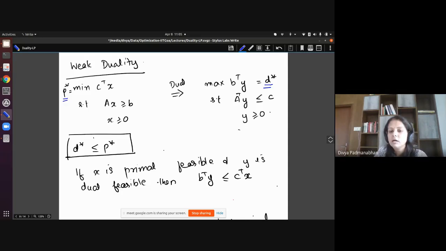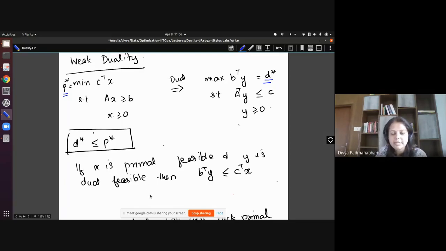By the way we constructed the dual, it's true that d star is always going to be less than or equal to p star. So the dual optimum is always going to be less than the primal optimum. It's quite intuitive because of the way we construct it, and you can also see it from these constraints if you want to do it algebraically. So you have this, b is less than or equal to Ax.